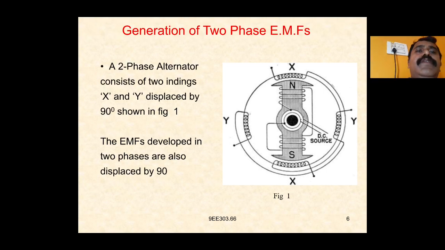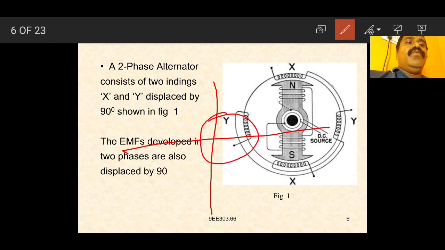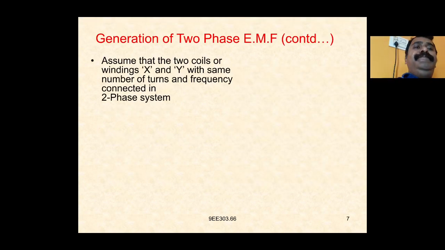A two-phase alternator consists of two windings X and Y displaced by 90 degrees. The EMFs developed in the two phases are also displaced by 90 degrees. Again we assume the two windings are connected, and the displacement between the two windings is 90 degrees. Assume that the two coils, windings X and Y, have the same number of turns and frequency and are connected in a two-phase system.